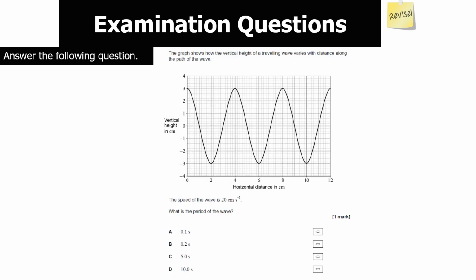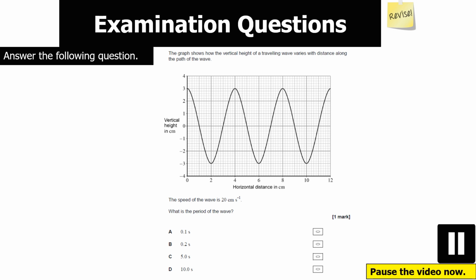The next question says, the graph shows how the vertical height of a travelling wave varies with distance along the path of a wave. The speed of the wave is 20 centimeters per second. What is the period of the wave? So pause the video now, then unpause the video when you want to go through your answer.